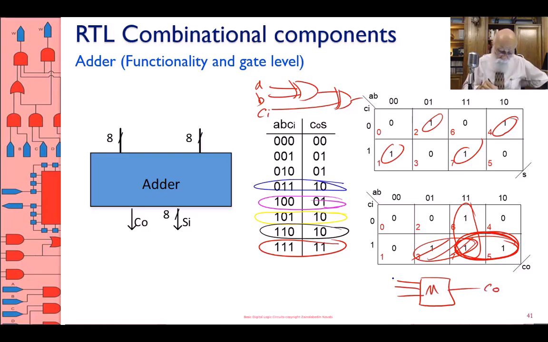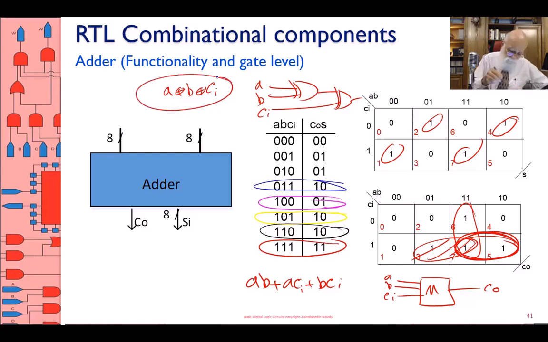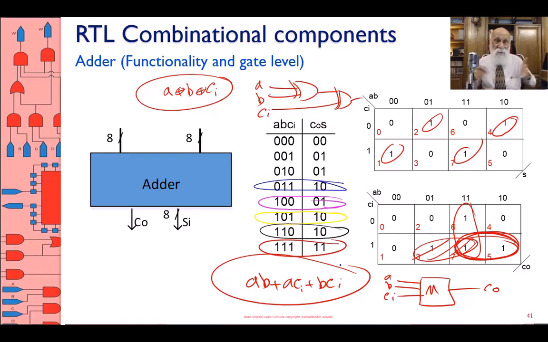Carry out is the majority of A, B, carry in. Either that, or you can very easily write the Boolean expression AB or ACI or BCI. And the sum is A exclusive OR with B, exclusive OR with CI. This is for the sum, this is for the carry. So what I do is I build hardware where the sum of it is this and the carry out of it is this.